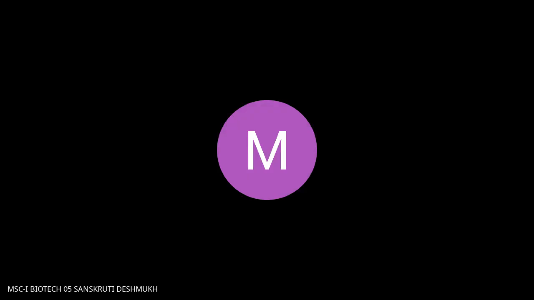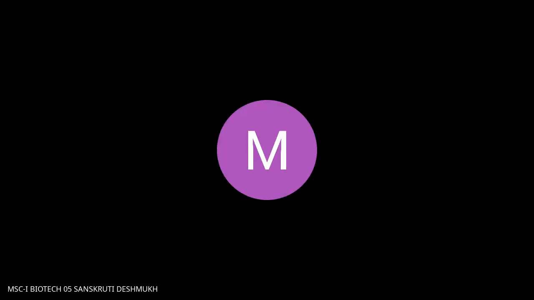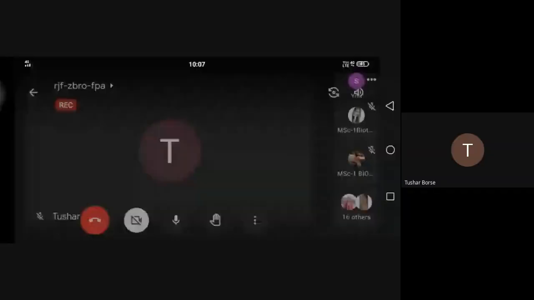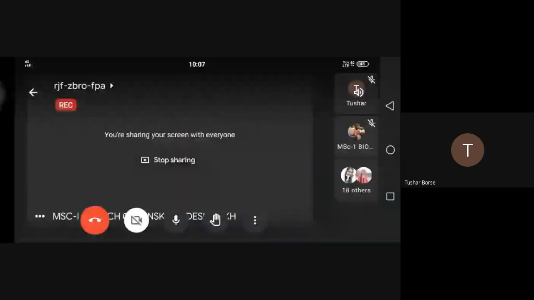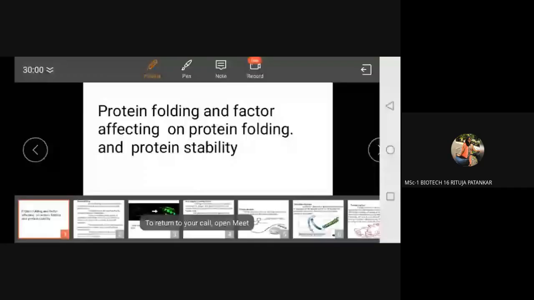Shall I start? Yes. Protein folding and factors affecting protein folding. Yes, okay. You can present your screen and start the presentation. Is it visible? Yes, it is.